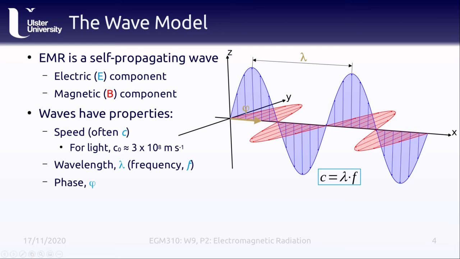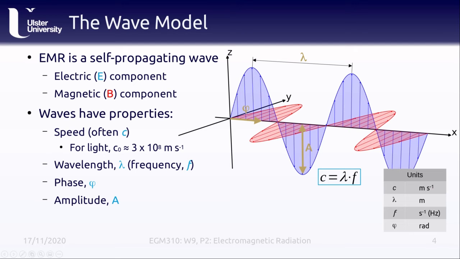Other properties of electromagnetic waves include the phase, or fraction of the cycle. As you might have guessed, this is usually defined between 0 and 2 pi, or 0 and 360 degrees. Finally, there's the amplitude, which is the height of the peak or the depth of the trough, and this is associated with the brightness or intensity of the light or of the electromagnetic radiation. The table here lists the different components that are labeled on the slide and their respective units.